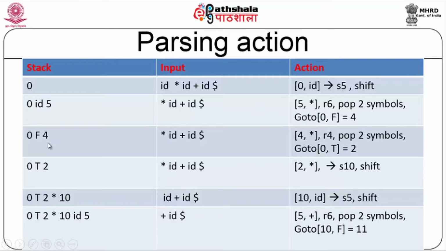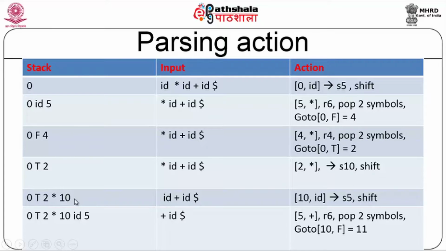Next step, 4 comma star. 4 comma star is R4, and R4 is nothing but T produces F. So pop again 2 symbols from the stack and insert T onto the stack, compute go to of 0 comma T, which is 2. So insert 2 onto the stack. Now 2 comma star is a shift S10. So push star, push 10 onto the stack.